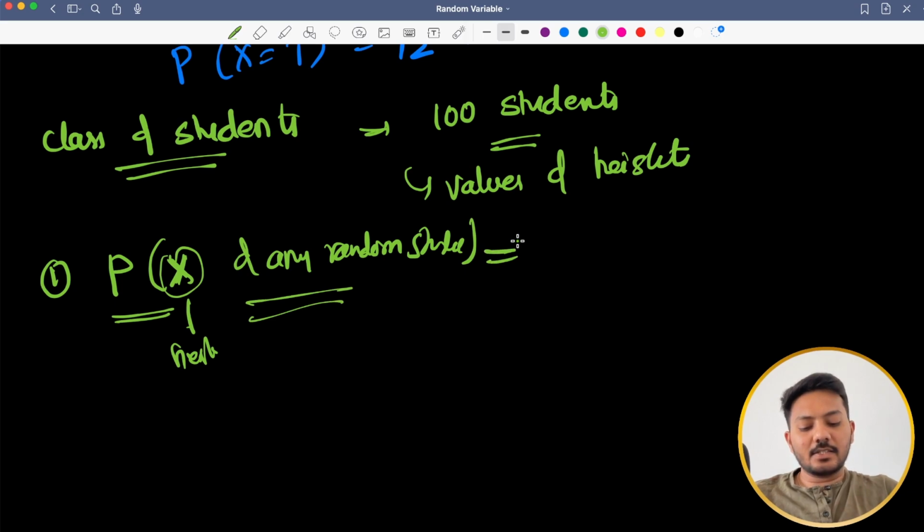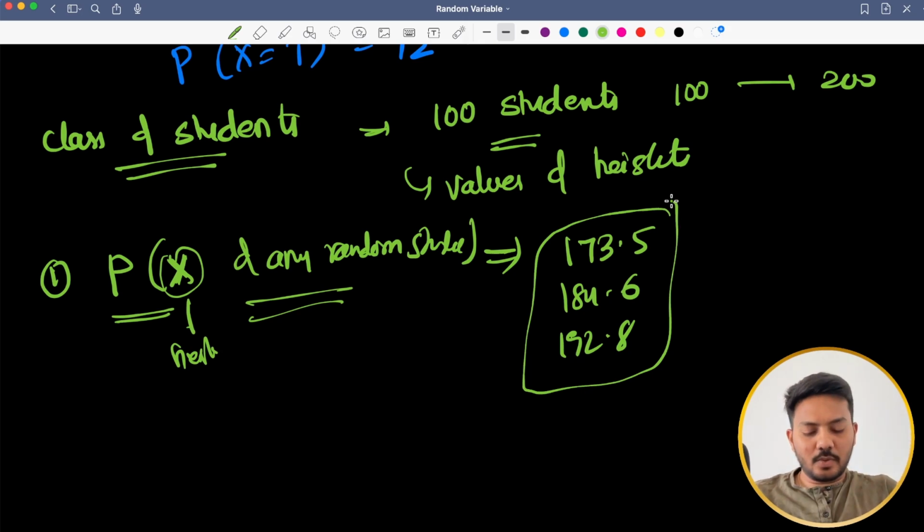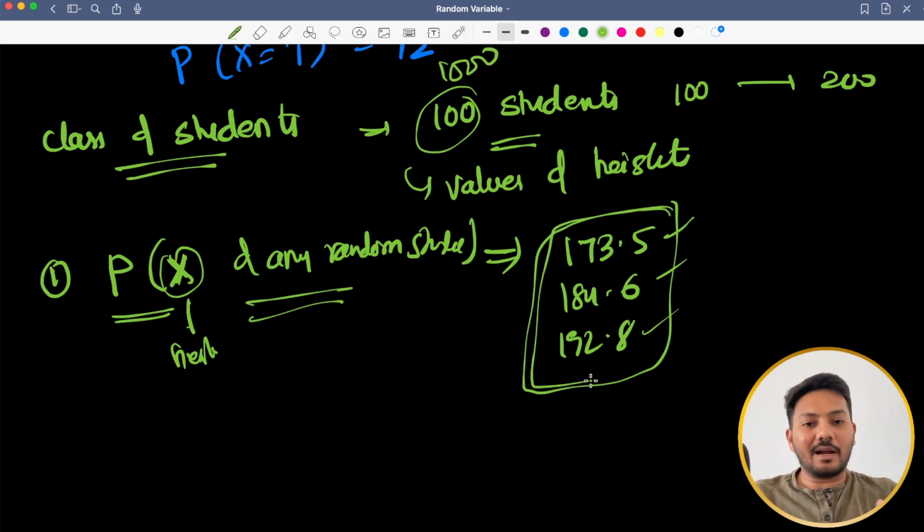When I say this, let's assume the students are of height 100 to 200. I can get anything: 173.5, 184.6, 192.8. I can pick any one of the students and their height could be of any value. What if I have 1,000 students? Then these values are even more continuous, right?